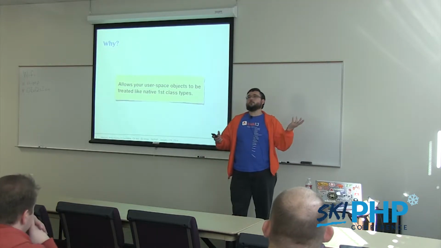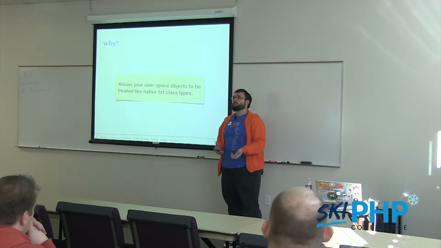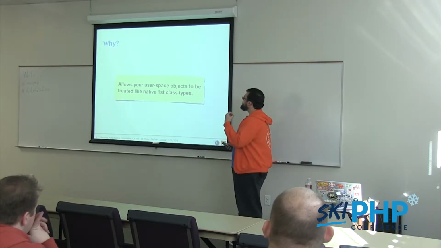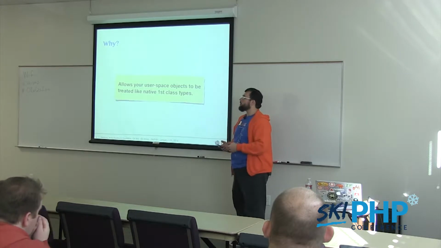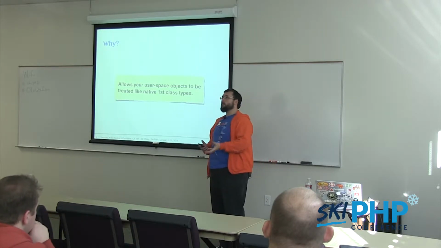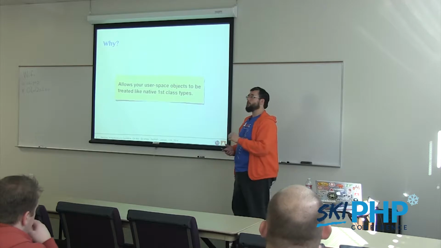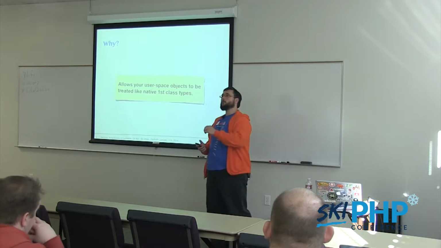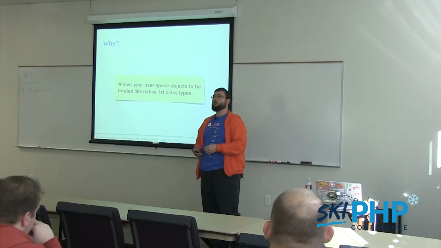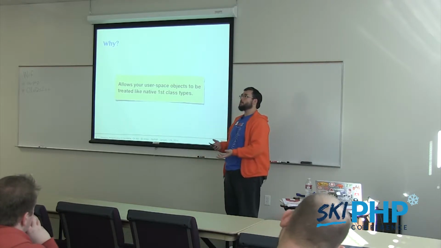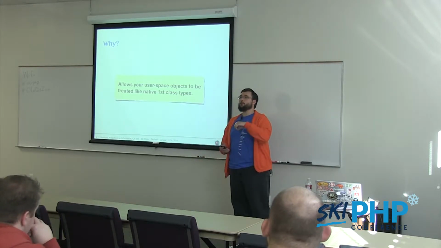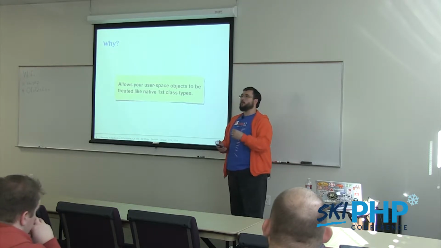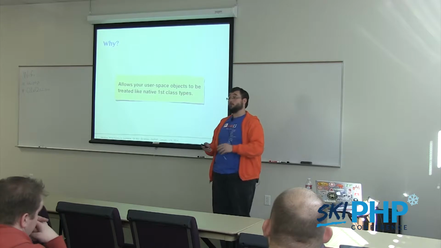So the first question is, why would you even want to do this? Obviously, there's lots of ways you can access your data. The main reason to do this with SPL is that it really allows your user space objects to be treated like a native first-class type. You're going to be able, as you see as we go through this, to take your own object you created and have PHP operate on it natively, for example, in a foreach loop, without you having to hack around that.